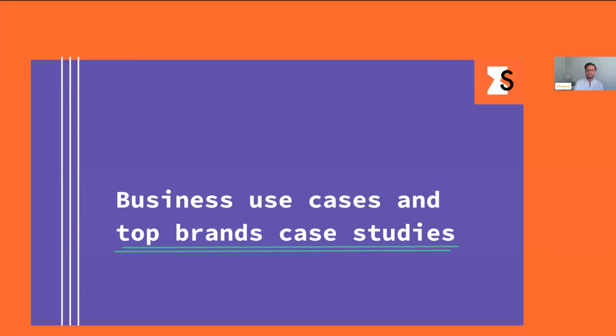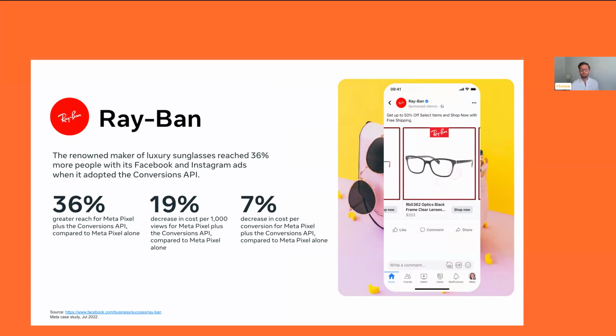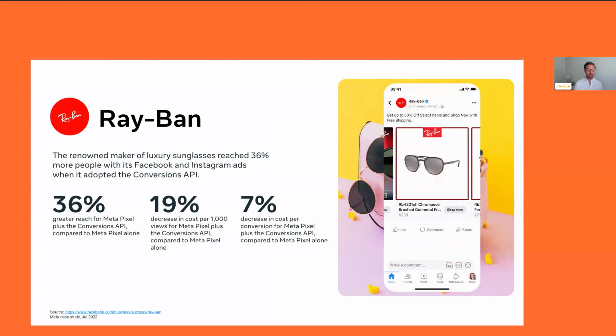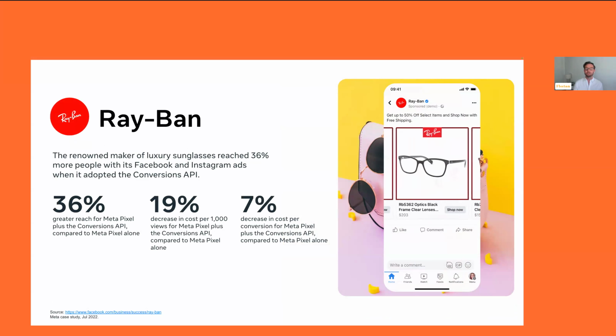Let's go through some data and success cases that we have seen. So generally, our data from 2023 shows that a 10% increase in conversions, thanks to the Conversions API, results in an 11% decrease in cost per acquisition. Let me show you some examples here. So actually suited to this great weather, at least today in Hamburg, which is one day of summer, thanks to adopting Conversions API, Ray-Ban reached 36% more people, decreased the cost per 1,000 views by 19%, and also decreased the cost per conversion by 7%, which is fabulous.